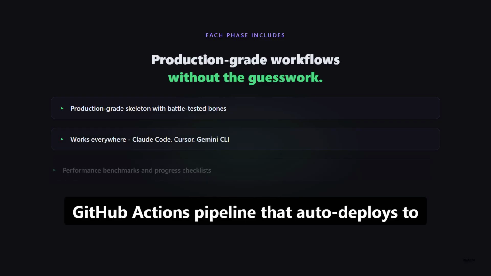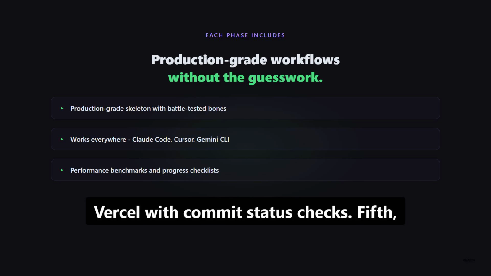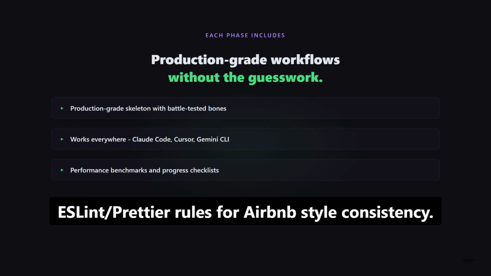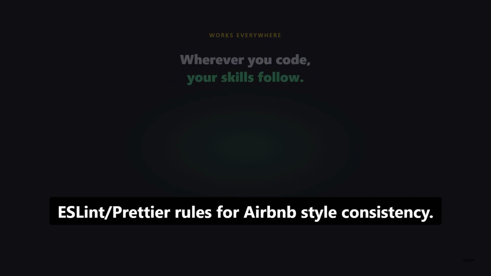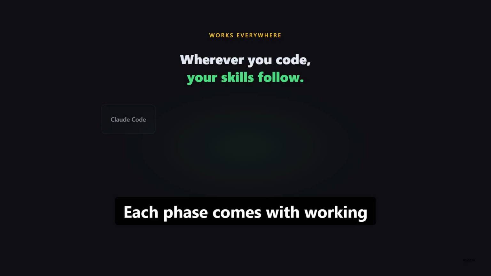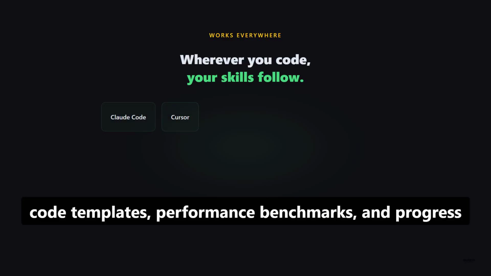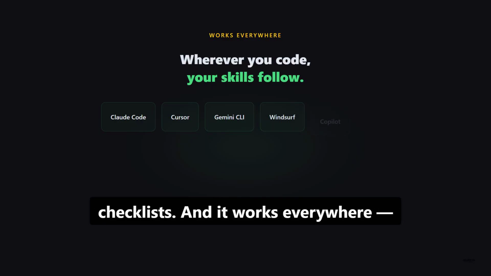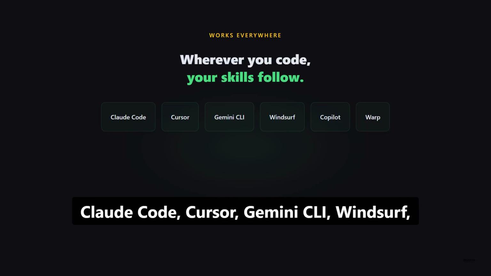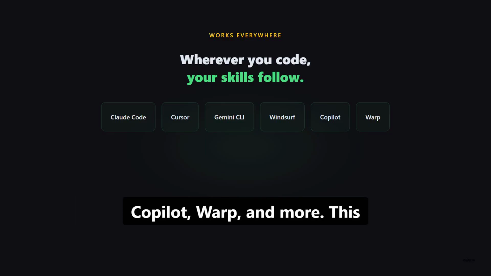Fourth, a GitHub Actions pipeline that auto deploys to Vercel with commit status checks. Fifth, ESLint and Prettier rules for Airbnb style consistency. Each phase comes with working code templates, performance benchmarks, and progress checklists. And it works everywhere: Claude Code, Cursor, Gemini CLI, Windsurf, Copilot, Warp, and more.